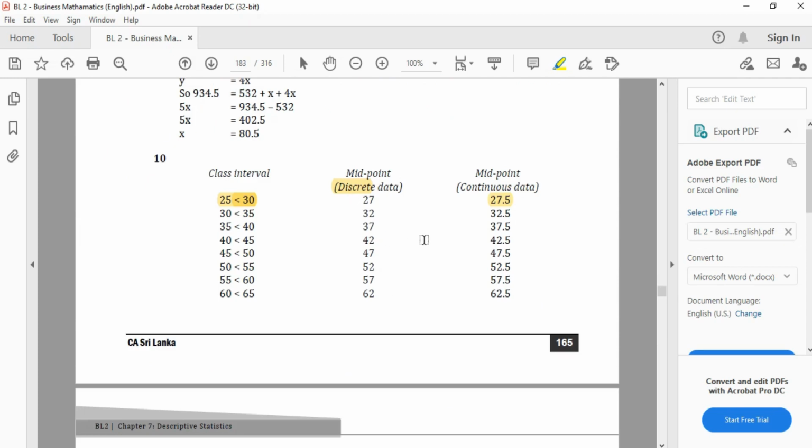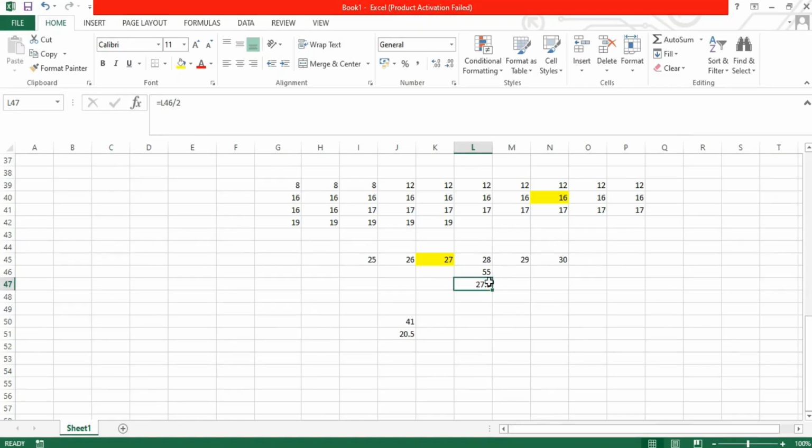In means only you find the midpoints, not in modes or medians. Remember that one. Median is basically the middle value, that is the average, they say. And mode is the highest number of times a particular value appeared. That value only will be the mode. But midpoints are used for mean questions. So in the continuous data, in a mean we include both 25 and 30. Then the average will be definitely 27.5.